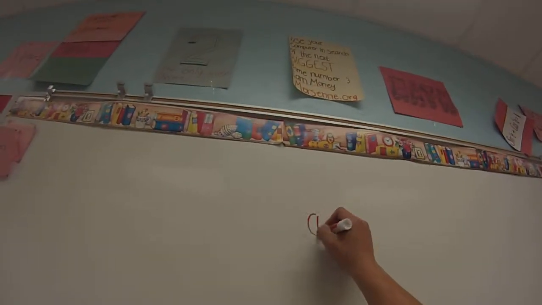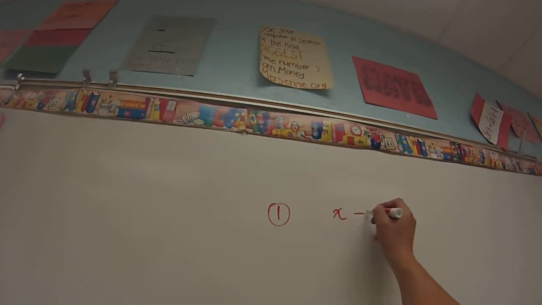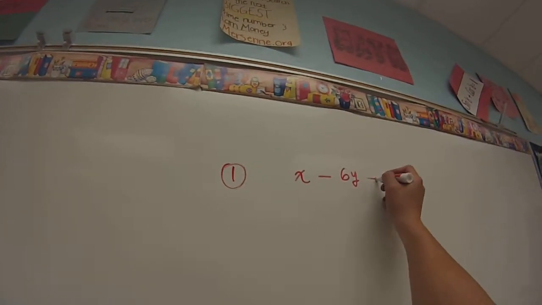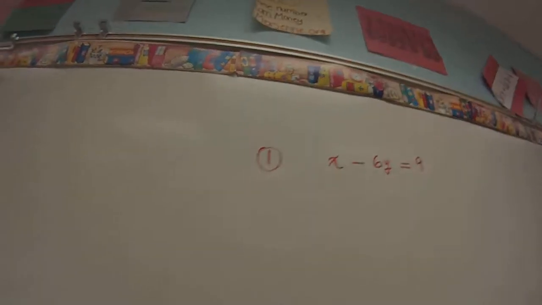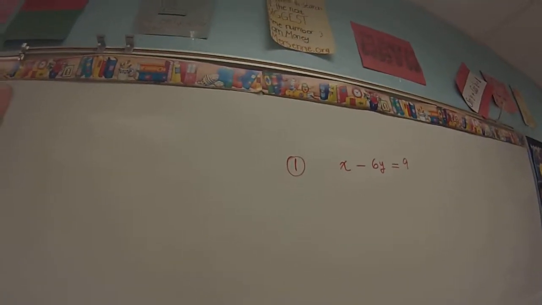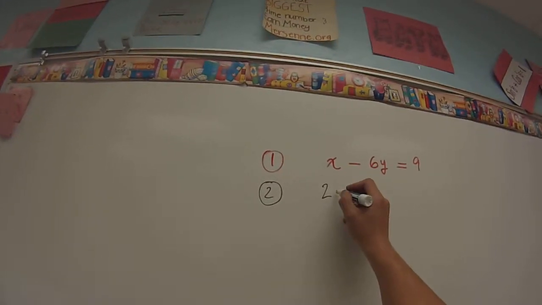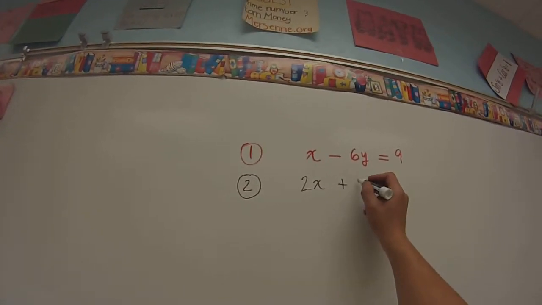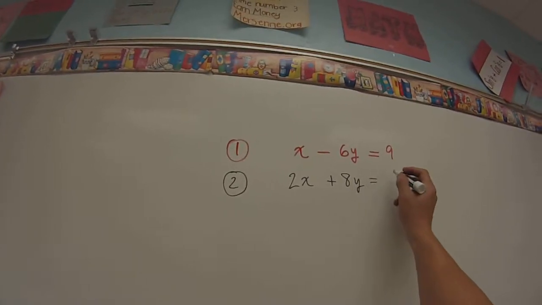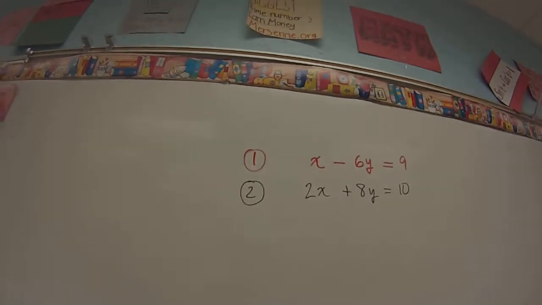Remember, the key here is that both equations are in standard form. Okay, both equations must be in standard form. So let's go ahead and make up another system of equations here. I want the first equation to be x minus 6y equals 9, and I want the second equation to be 2x plus 8y equals 10.